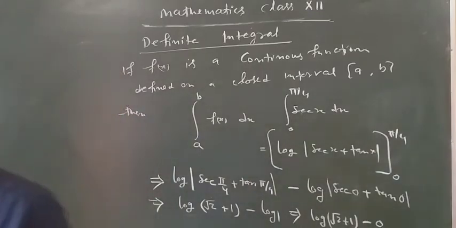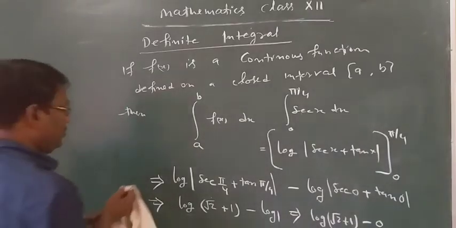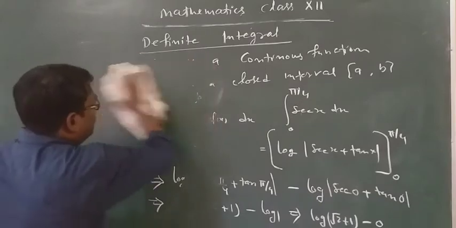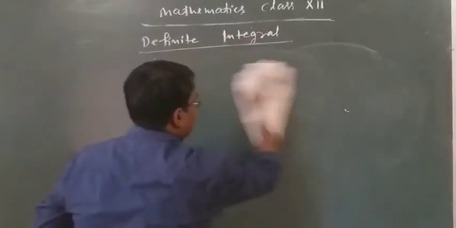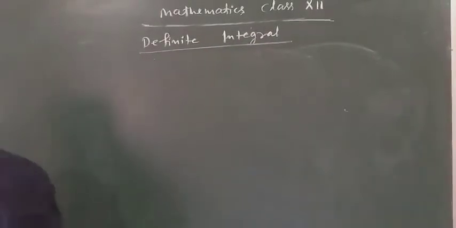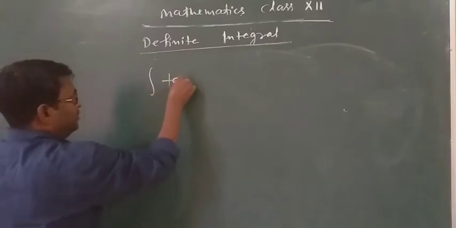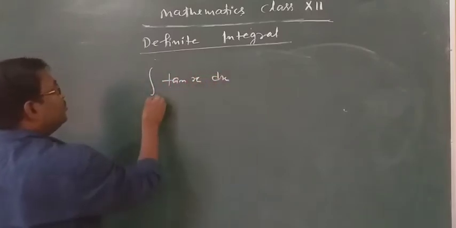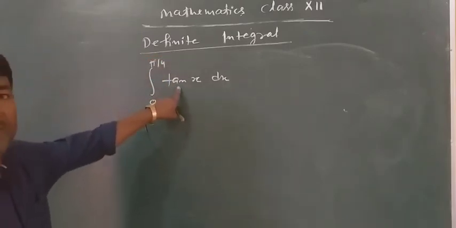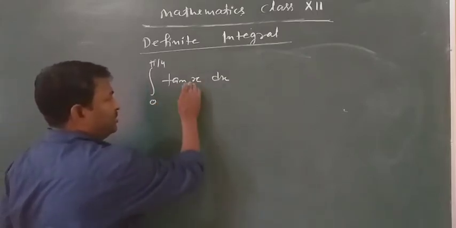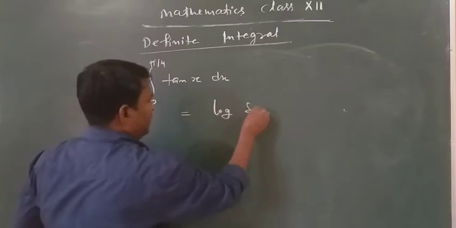Now taking another question: integration of tan x dx from 0 to pi by 4. Again, what do you have to do? You have to integrate this tan x. As you know, the integration of tan x is what? Log sec x.